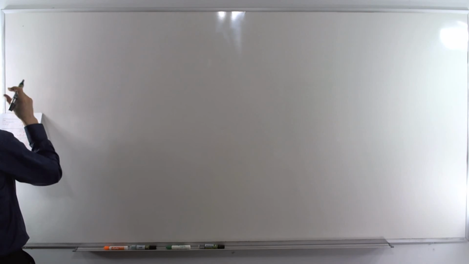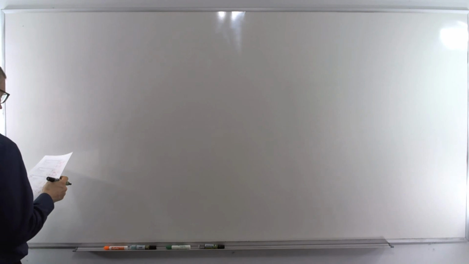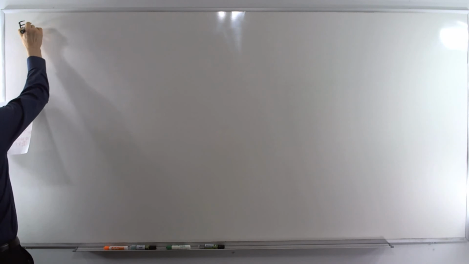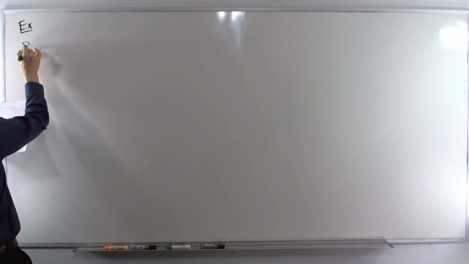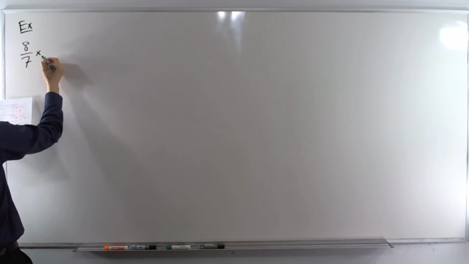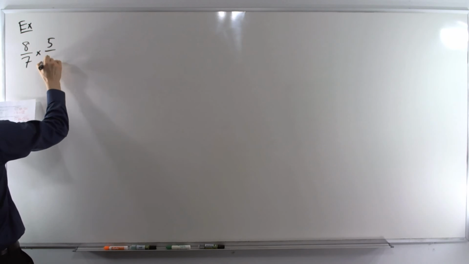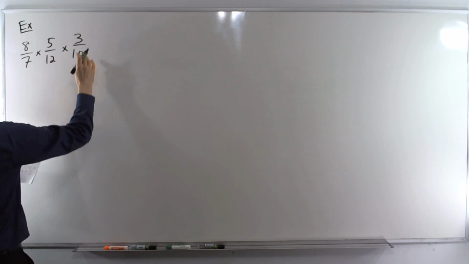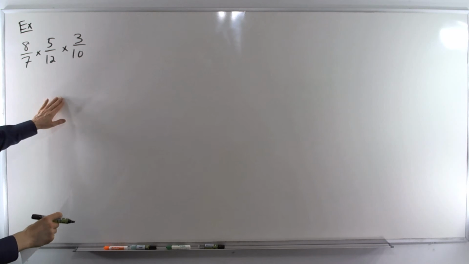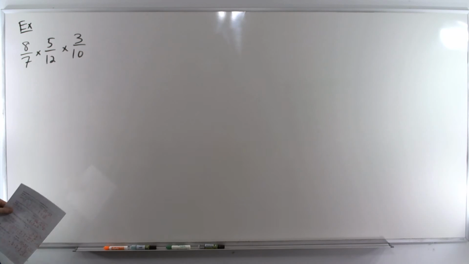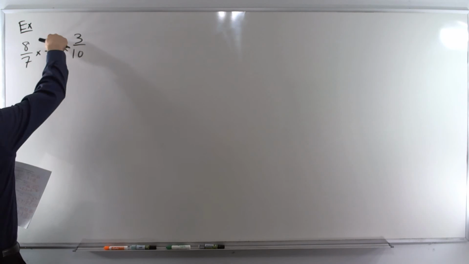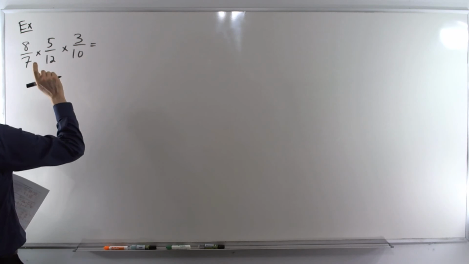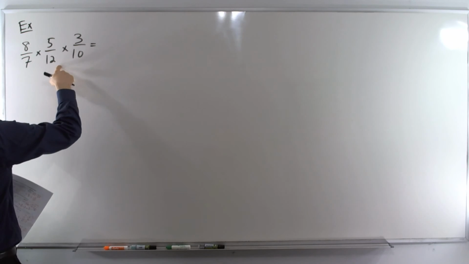Now we can apply this technique to any number of fractions. We'll do as many as 3. Now look for any opportunity to reduce. All right, here we got a 5 and a 10, so common factor of 5 there. And here we have 8 and 12, so common factor of 4 there.